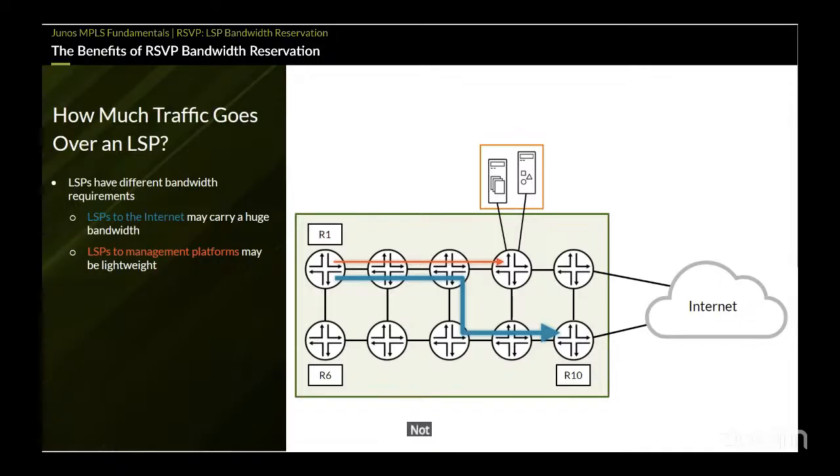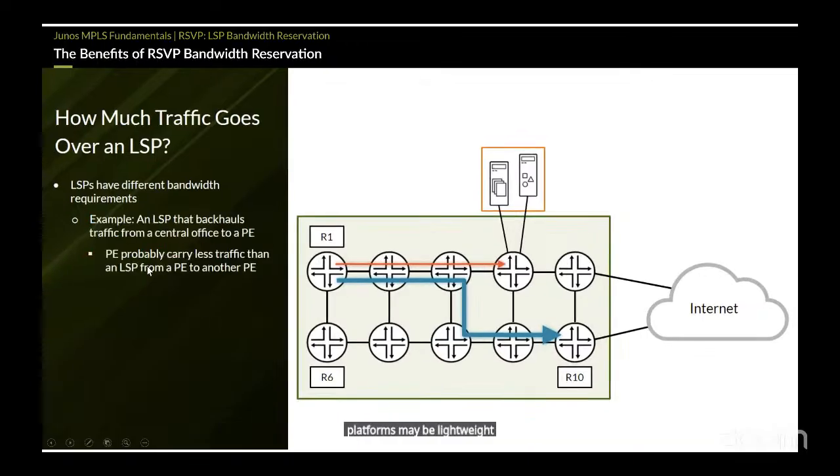Not all are equal. Okay, so an LSP to the internet may carry a huge bandwidth. An LSP to management platforms may be lightweight. Okay, so how much traffic goes over an LSP? LSPs have different bandwidth requirements. Okay, I have already talked about this. An LSP that backhauls traffic from a central office to a PE. This is the central office and this is the PE router. This basically describes the requirement as an example.